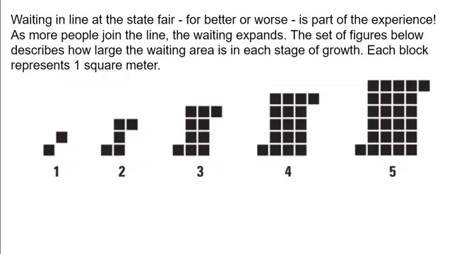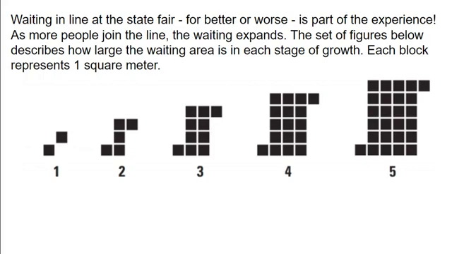Waiting in line at the state fair, for better or worse, is part of the experience. As more people join the line, the waiting expands. The set of figures below describes how large the waiting area is in each stage of growth. Each block represents 1 square meter. So the first question asks us to determine what patterns we notice in the set of figures.